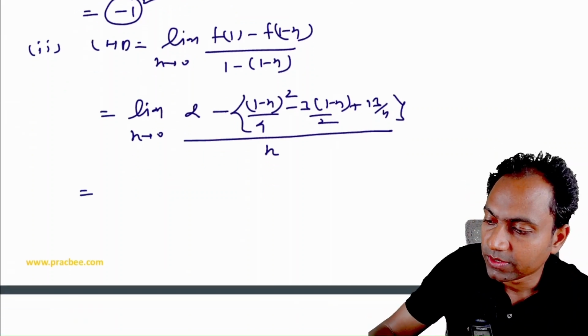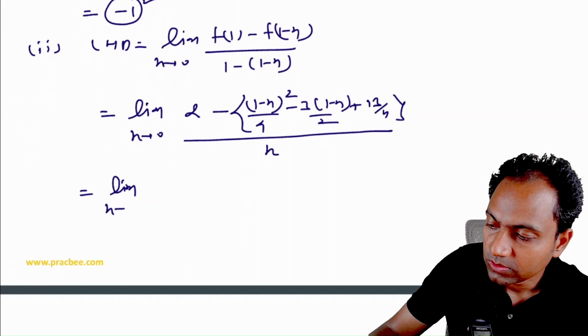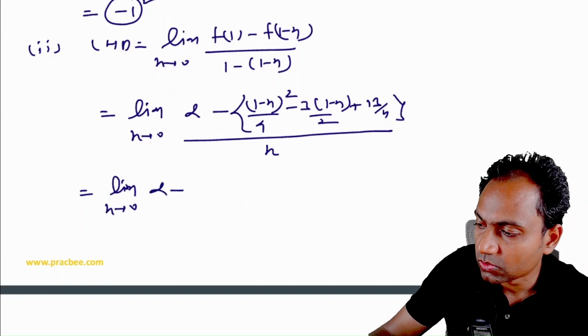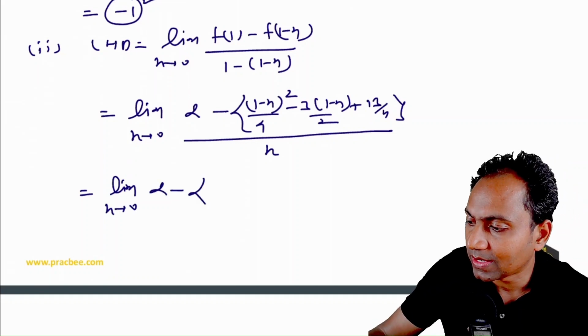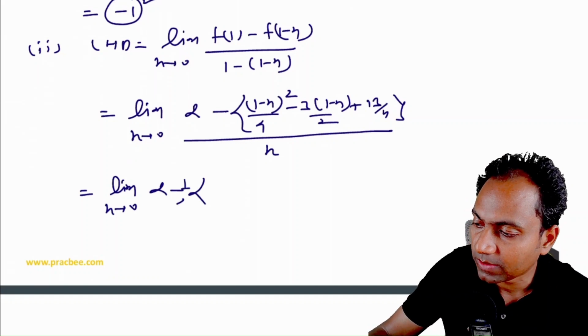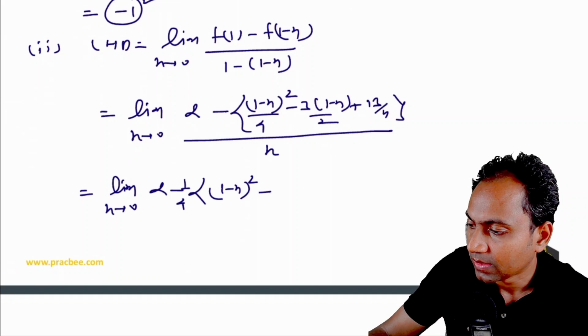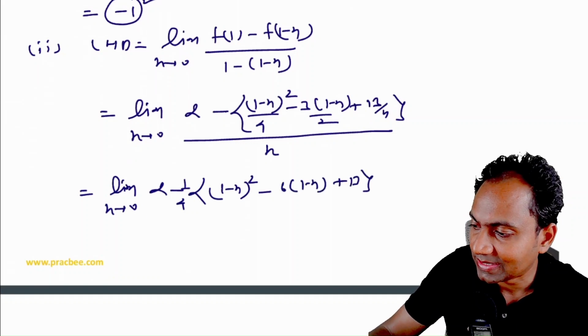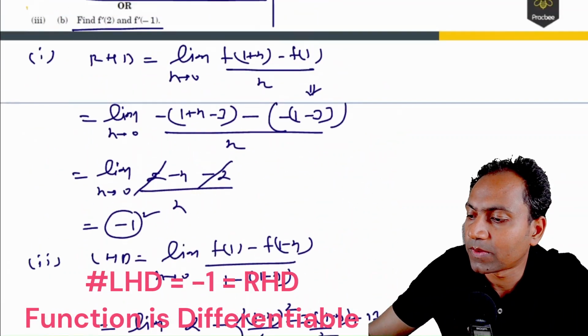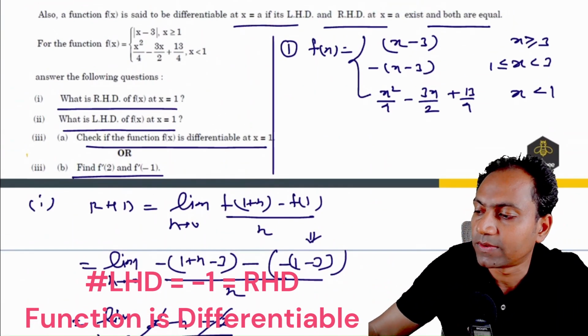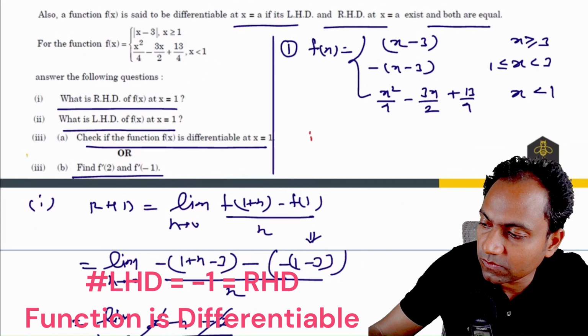So let us figure it out. If I put limit h tends to 0, this becomes 2. And if I take the LCM, 1 by 4 can be taken outside. It becomes 1 minus h whole square minus 6 into 1 minus h plus 13, by h. And the fourth part, what they are asking, is nothing but the derivative of this function. And this is our fourth part.